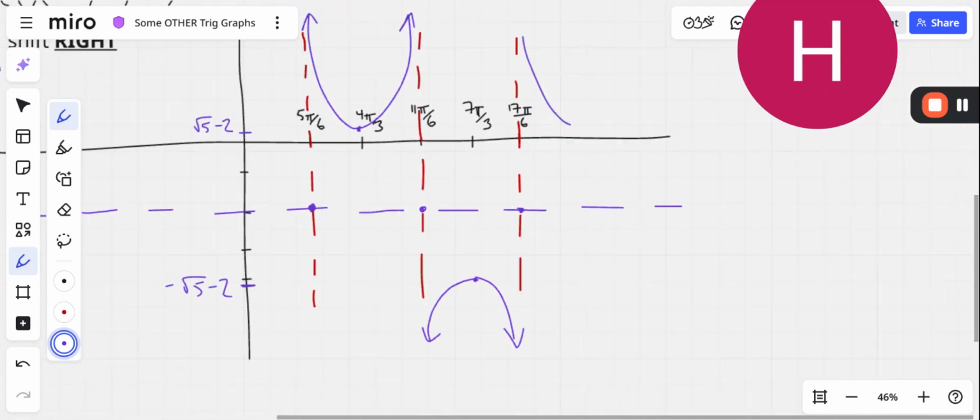If you wanted to continue drawing it, it would be like that. You can find your quarter marks by going plus 3 pi over 6, plus 3 pi over 6, plus 3 pi over 6. It would look roughly something like this.